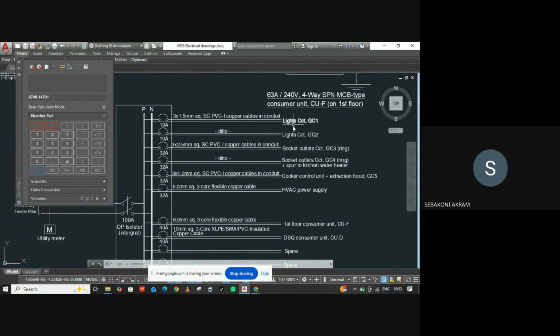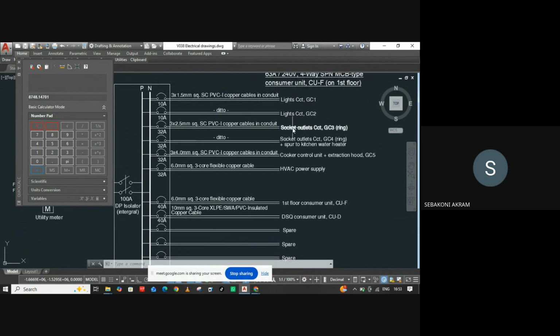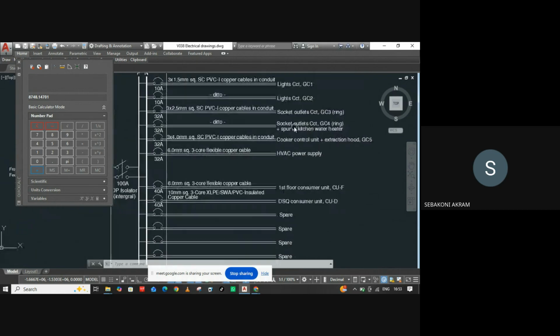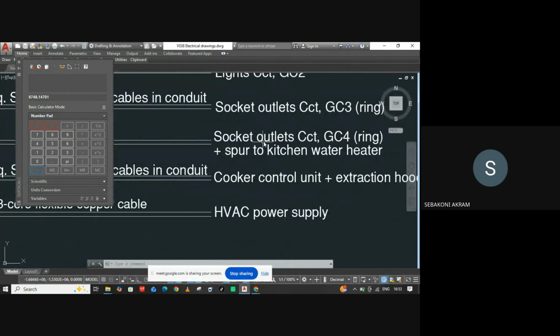Ground floor. I've shown you how you would segment these lighting circuits here, and then I have shown you the sockets here for the small power outlet. You can see in the kitchen we gave it its own. We added just a spur to the kitchen water heater. I hope you know what a spur is.